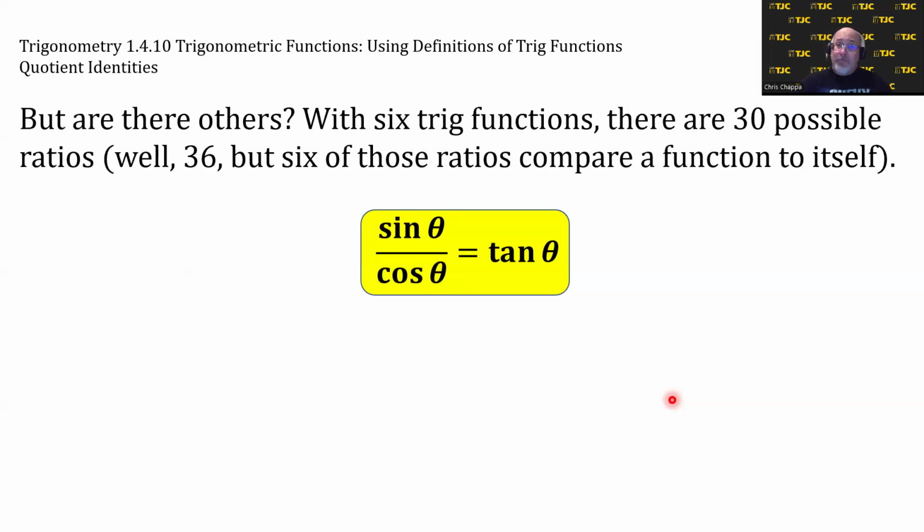But are there others? Well, with 6 trig functions, there are 30 possible ratios. Well, 36, because 6 choices for the top, 6 choices for the bottom. But 6 of those ratios compare a function to itself, like cosine over cosine. Don't mess with that one.